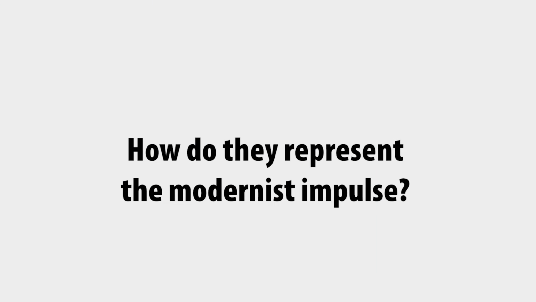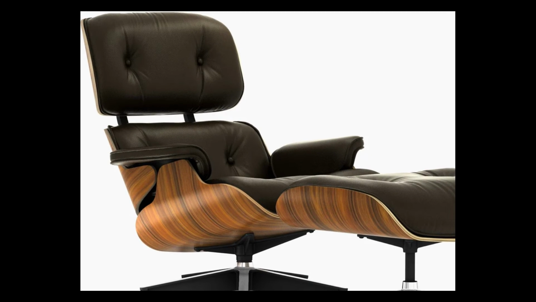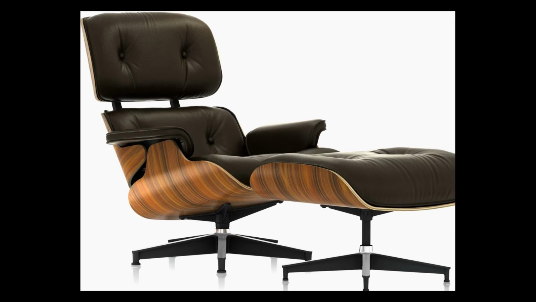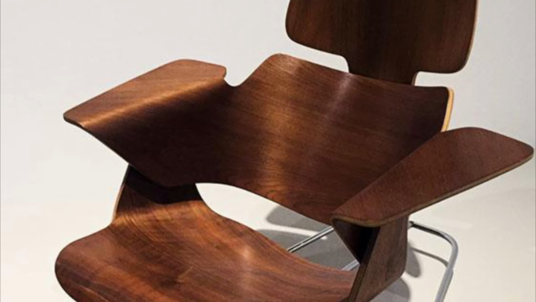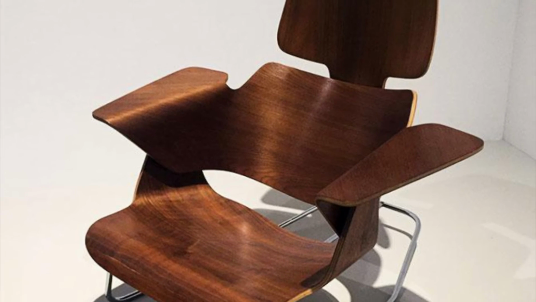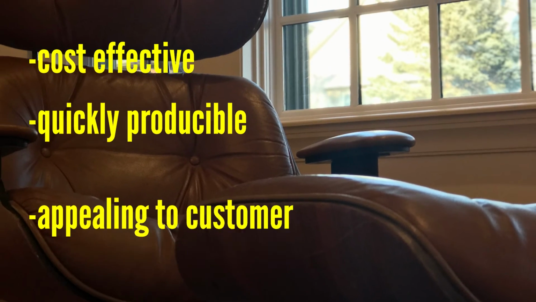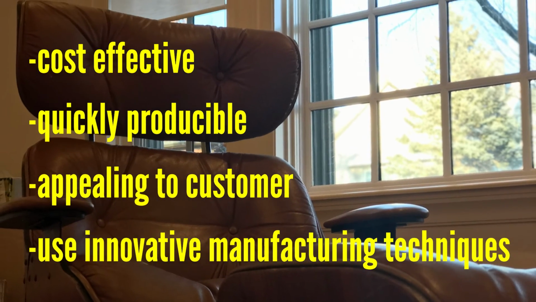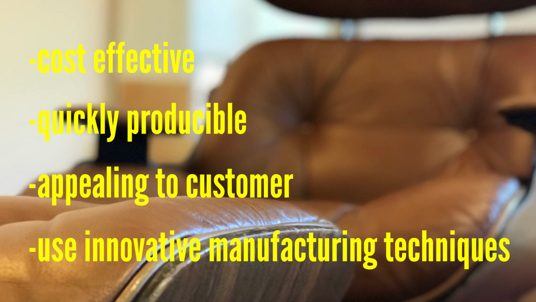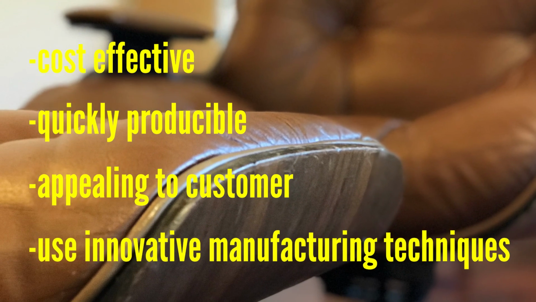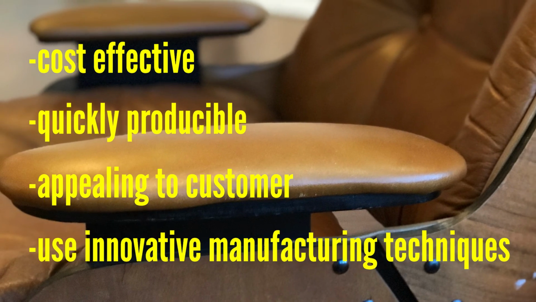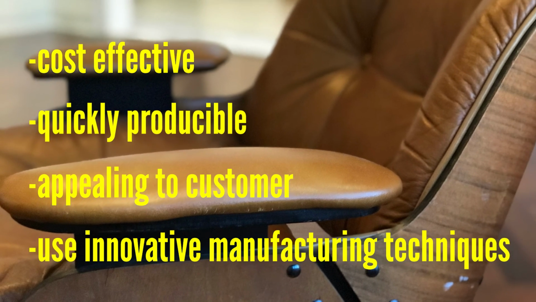But how do these objects represent principles of the modernist impulse? As we said before, modern design uses cutting-edge technology to solve the problems of today, so let's apply this principle to the splint and chair. Both the splint and chair were designed to be cost-effective, quickly produced, and appealing to the customer, albeit they appeal to their clientele for different reasons, as well as the fact that they were both manufactured with a process pioneered by Charles and Ray Eames, that of bending laminated plywood. Now, the next time you sit in a chair, you'll ponder what factors went into making it in that particular form.